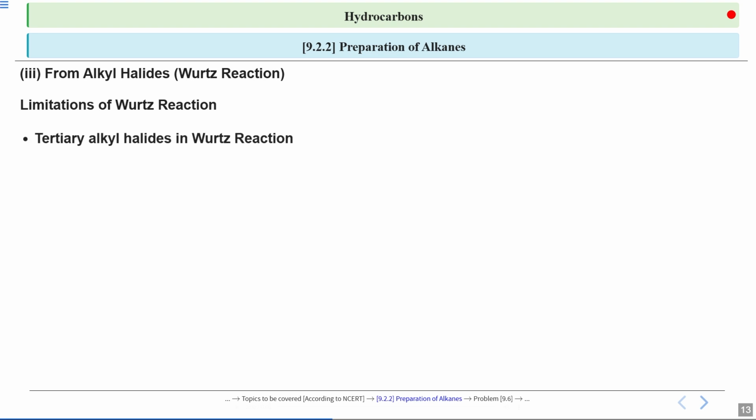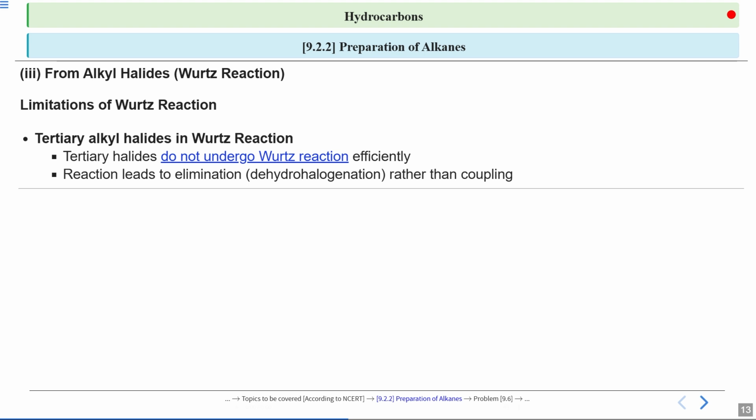The next one is the preparation using tertiary alkyl halides in the Wurtz reaction. These compounds do not undergo the Wurtz reaction efficiently. This is an important point because it highlights the selectivity of the reaction based on the structure of alkyl halides. When tertiary alkyl halides are used, the reaction tends to lead to elimination rather than coupling. This means that instead of forming the desired alkane, the reaction results in the removal of hydrogen halide, leading to alkene formation. This is a classical example of how a reaction condition can influence the outcome.